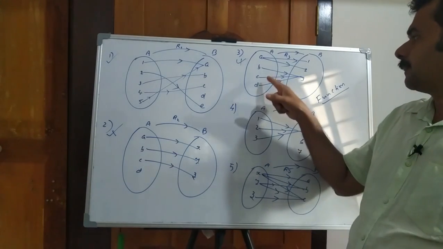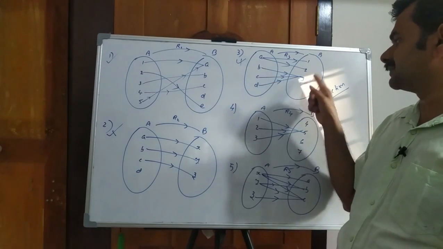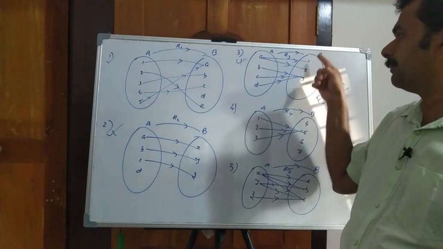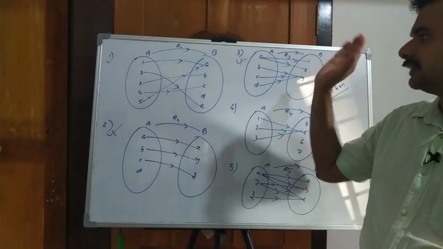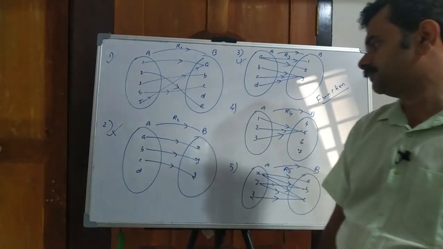Clear? Here B has only one image, that is 3. C has only one image, that is 3. D has only one image, that is 3. But A has more than one image, 2 images. Therefore, this relation is not a function.